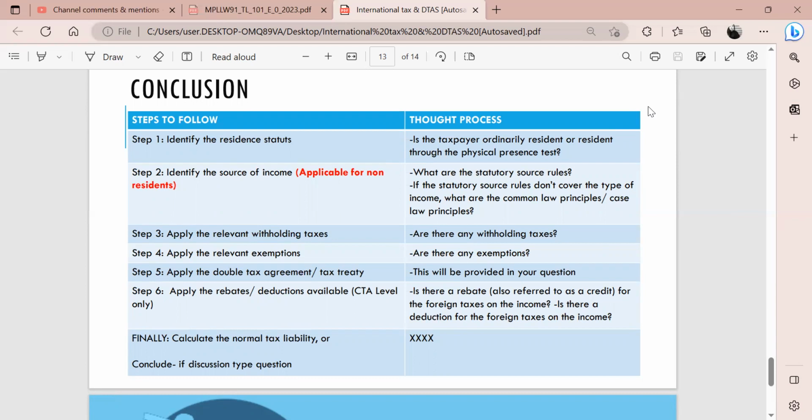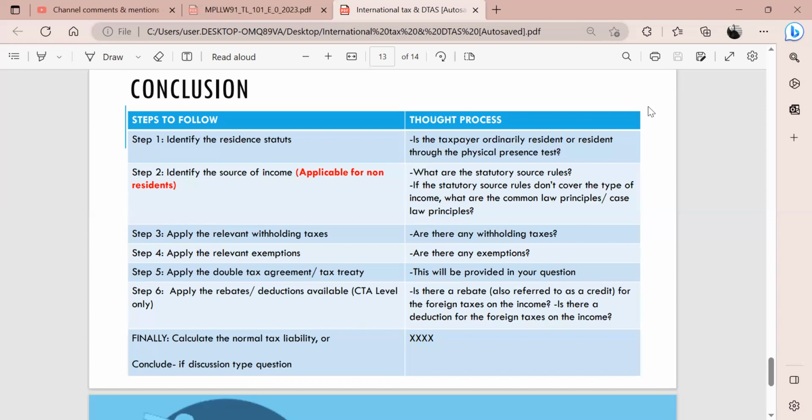Step number 2, you identify the source of their income, and this is only applicable for the non-resident taxpayers. So in order to establish the source of their income, your thought process should be as follows. What are the statutory source rules in terms of the nature of the income that the non-resident taxpayer has received? So number 2, if the statutory source rules don't cover the type of income, then you ask yourself, what are the common law principles or what are the case law principles in terms of the income of this particular non-resident?